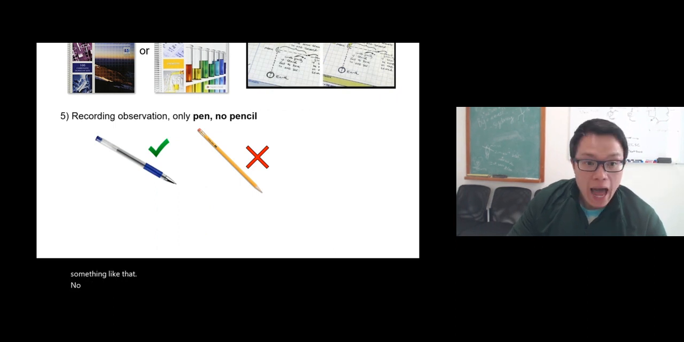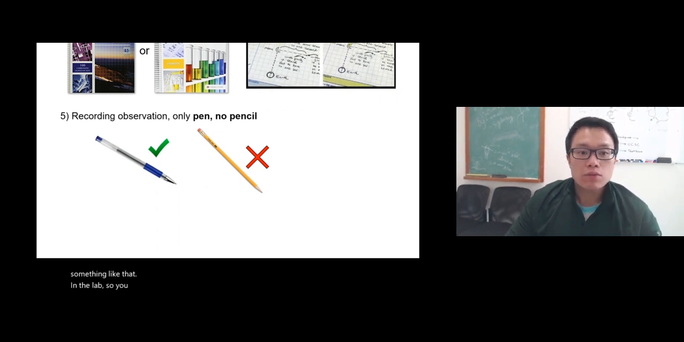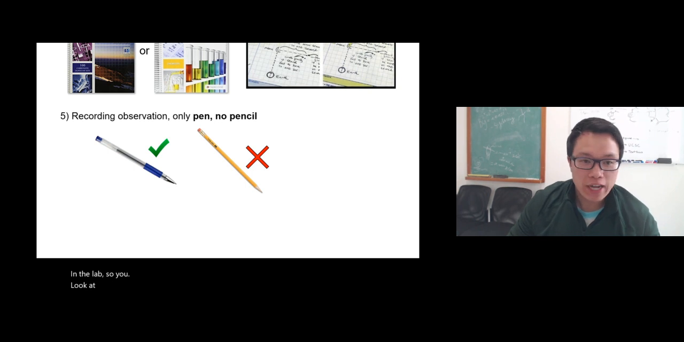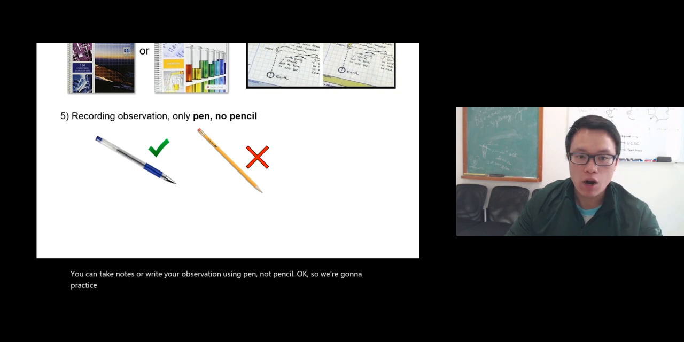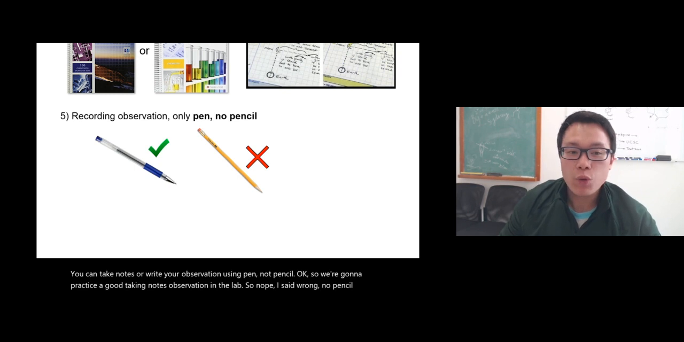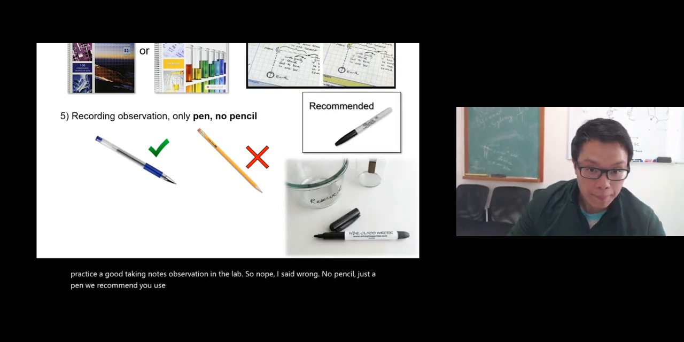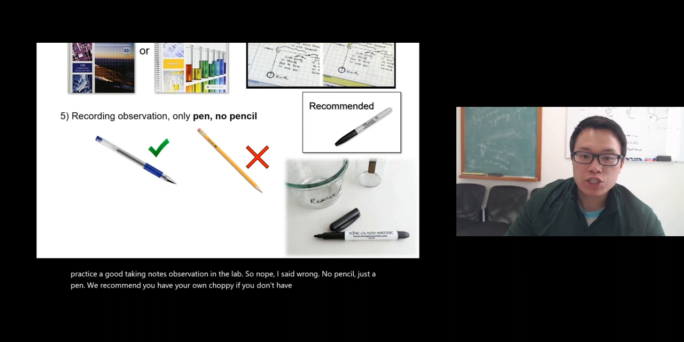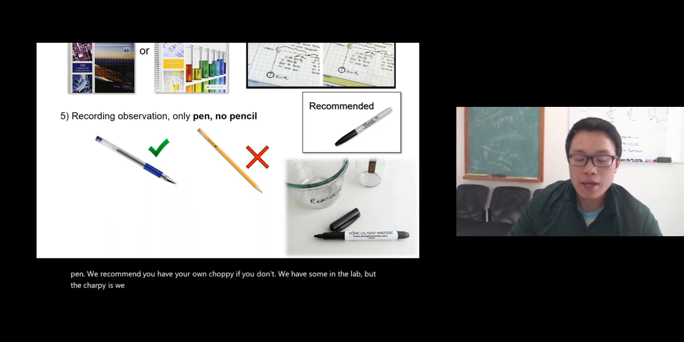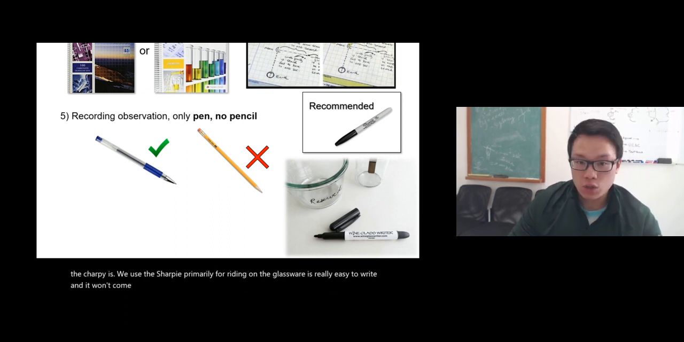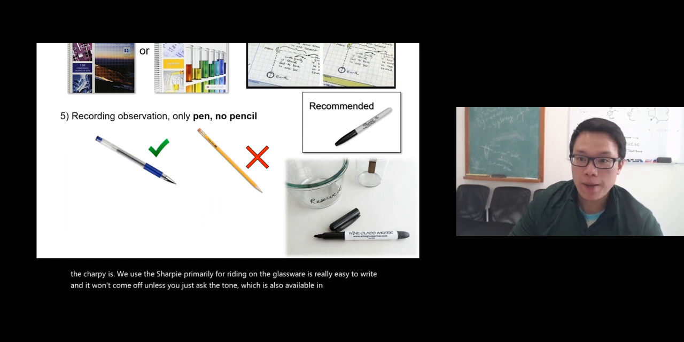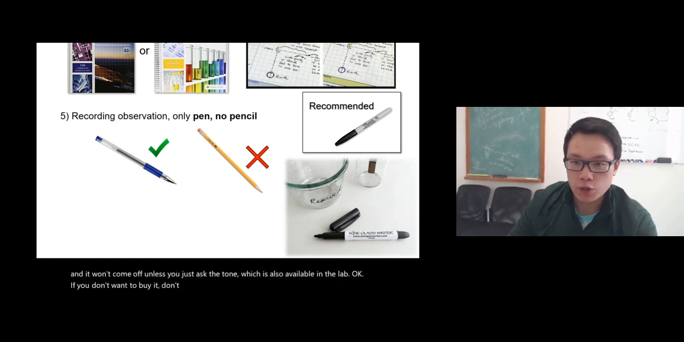Now, during the lab, you can take notes or write your observations using a pen, not a pencil. We're going to practice good note taking and observation in the lab. No pencil, just a pen. We recommend you have your own Sharpie. If you don't, we have some in the lab. We use a Sharpie primarily for writing on glassware. It's really easy to write, and it won't come off unless you use acetone, which is also available in the lab. If you don't want to buy it, don't worry. We have some for you.